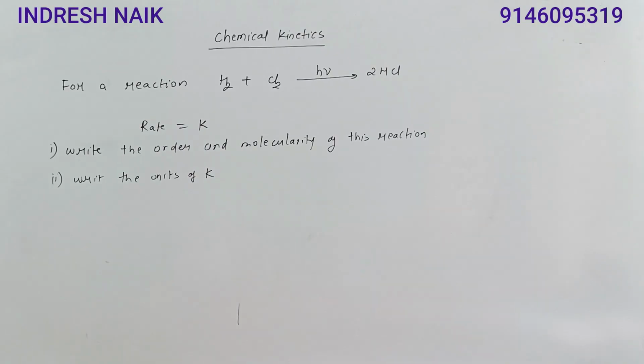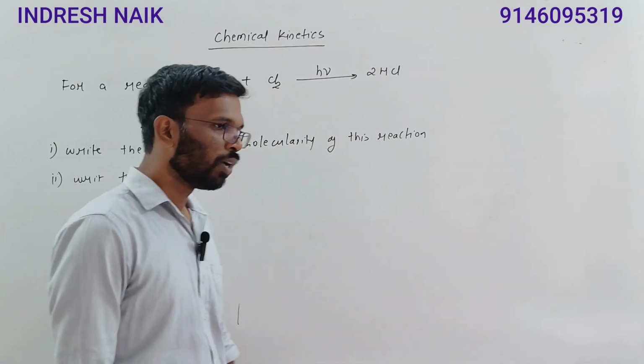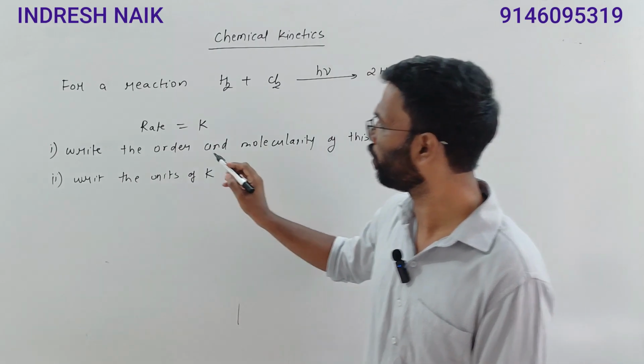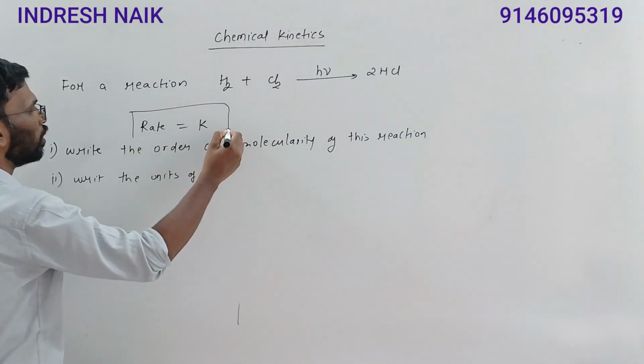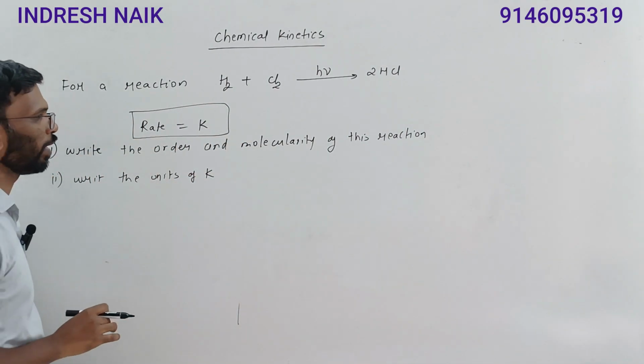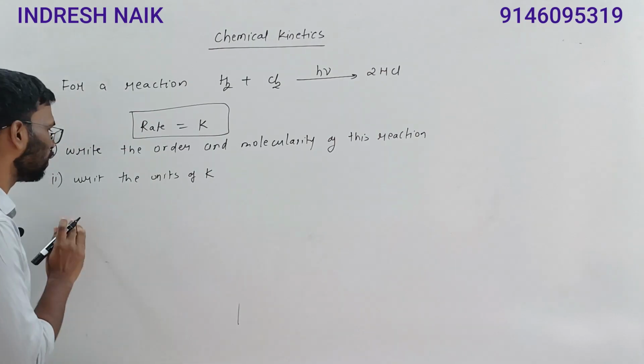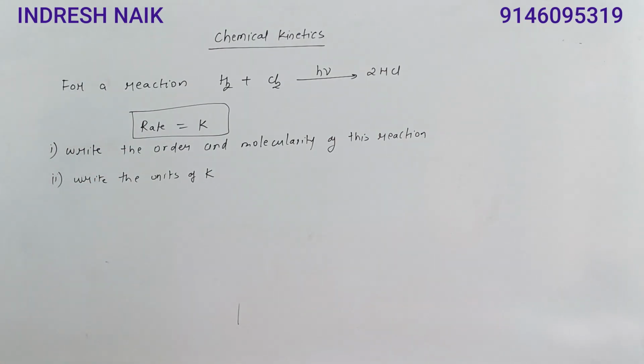Here is a question: the reaction of H2 and chlorine gas reacts to give 2 moles of HCl, and this is the rate law expression. They have given the rate law expression to be rate is equal to just K. Write the order of reaction and the molecularity of this reaction, and write the units of K.